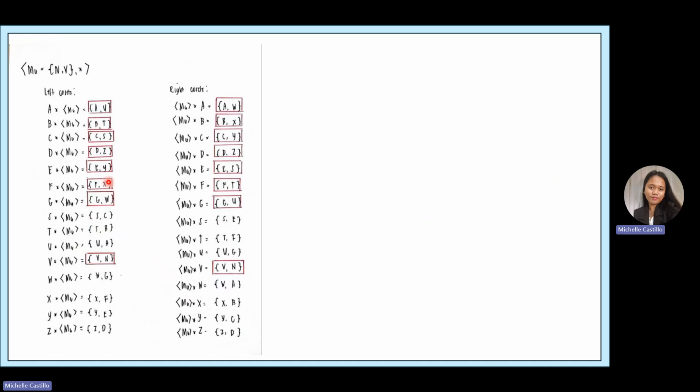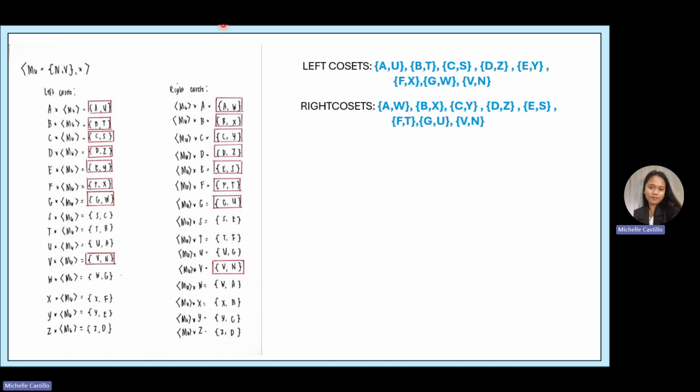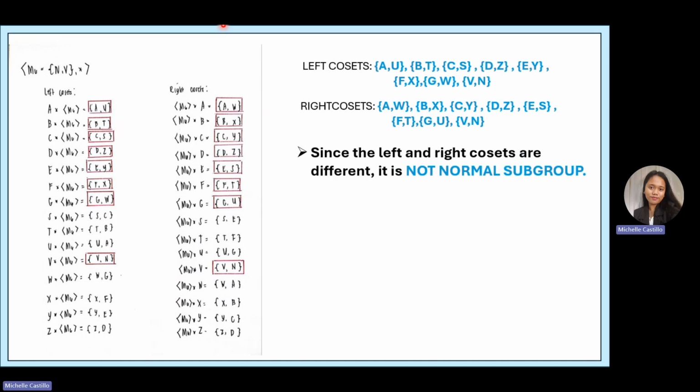Then for the next one, we have M sub 6 is equal to the set of n and v under the binary operation star. So again, when we operate the elements of the group to the subgroup, we will get these left cosets. Then for the right cosets, when we operate the subgroup to the elements of the group, we will get these right cosets. For the left cosets, we have a, u, b, t, c, s, d, z, e, y, f, x, g, w, v, and n. For the right cosets, we have a, w, b, x, c, y, d, z, e, s, f, t, g, u, and v, and n.